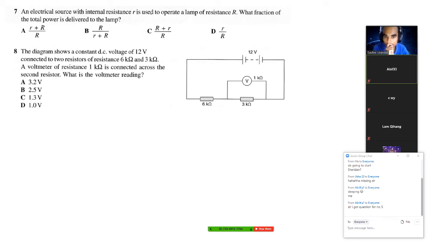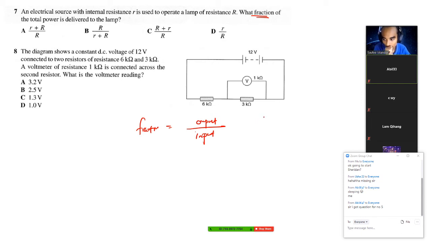Okay, so it's asking for a fraction. What fraction? So you know that the fraction is output over input. Okay, so first of all we have to find how much the output is.